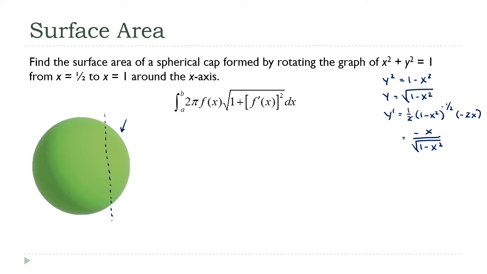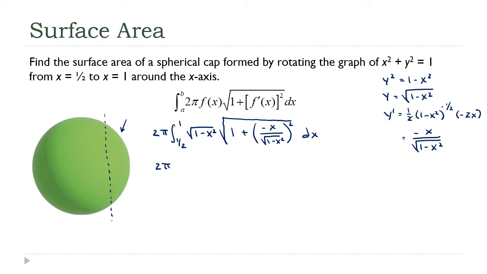I'm going to do the integral from 1/2 to 1. I'm going to put the 2 pi on the outside. f of x is the square root of 1 minus x squared. And then this is times the square root of 1 plus negative x over the square root of 1 minus x squared, all squared, dx.